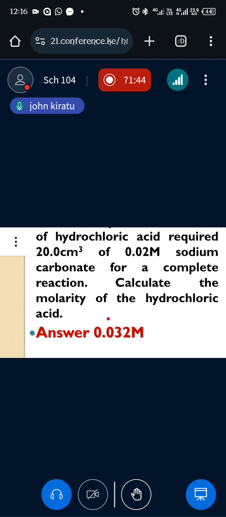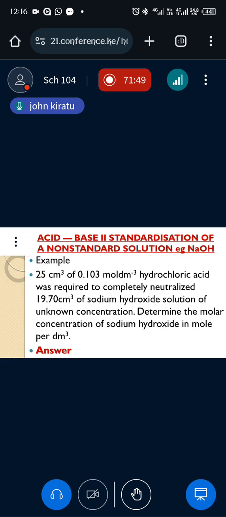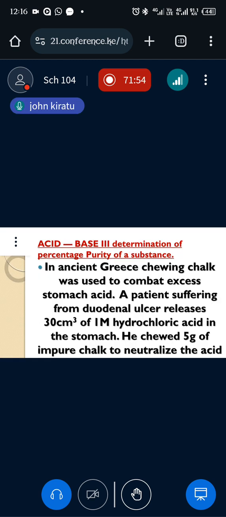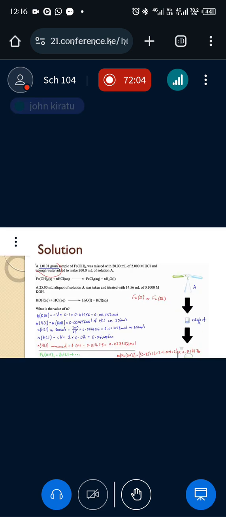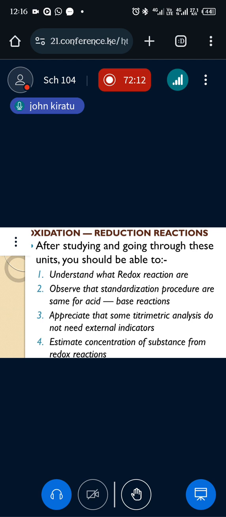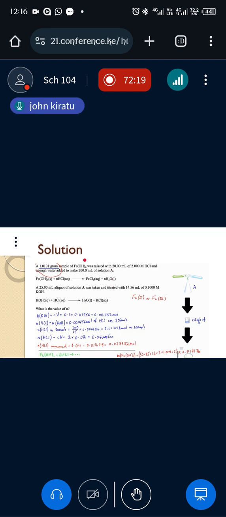You calculate and see if you are getting that answer. I think I've put enough questions for that. When I send these notes, these are the exercises I want you to do for acid-base titration. So I want you to read for acid-base titration. I want you to go up to this part.